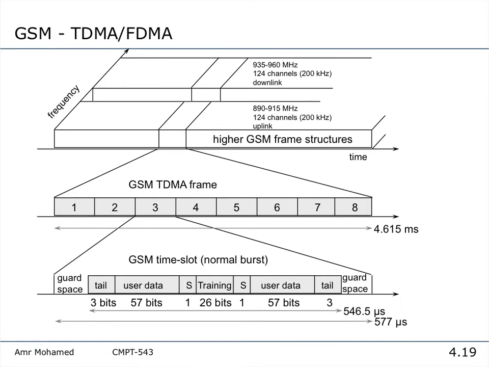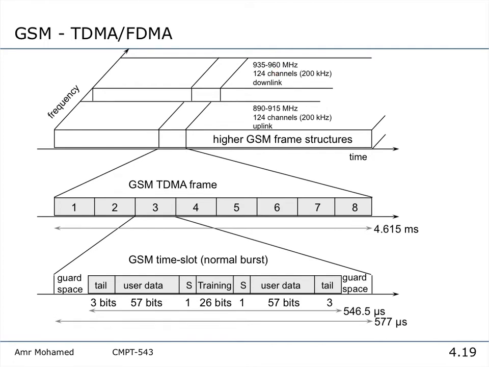Okay, we talked about this before, the GSM. As we have discussed before, GSM defines 124 channels uplink and 124 channels downlink, and it uses FDD. So you have 124 channels for downlink, starting from frequency 935 megahertz all the way to 900.